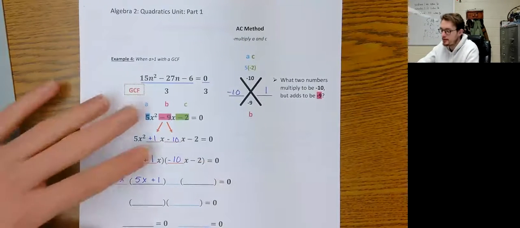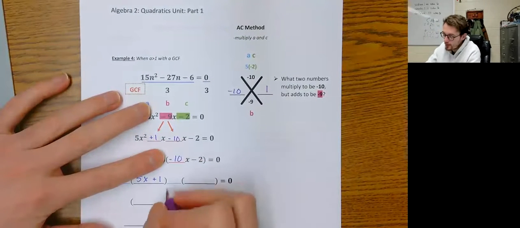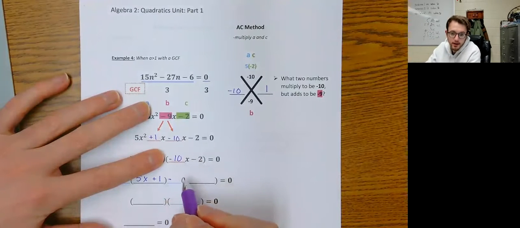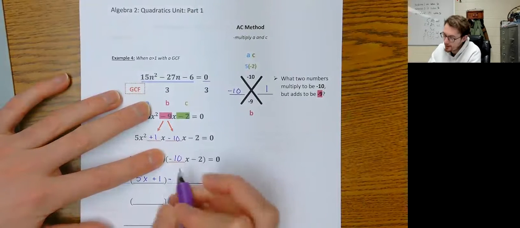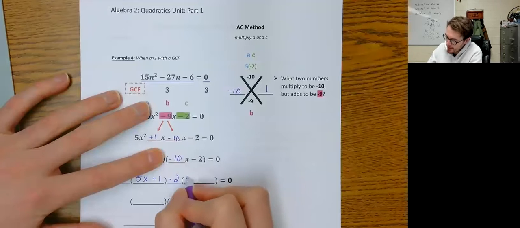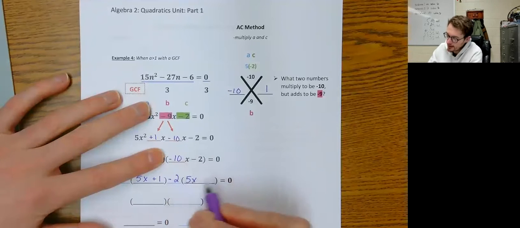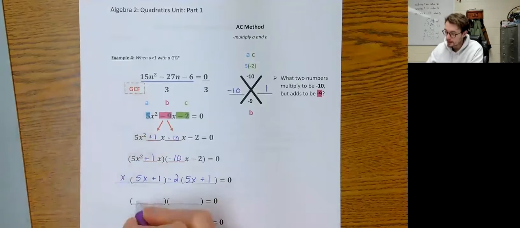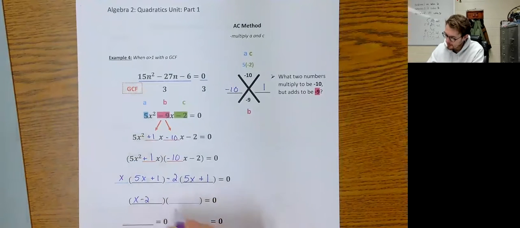What can I factor out of this other one? Whatever it is, it's going to have to be negative because I don't want that negative in front. Negative 2. The only number that goes into 2 is 2 or 1. So I'm going to factor out negative 2. Negative 10 divided by negative 2 is positive 5x. Negative 2 divided by negative 2 is positive 1. And there we go. We get x minus 2, and we get 5x plus 1.